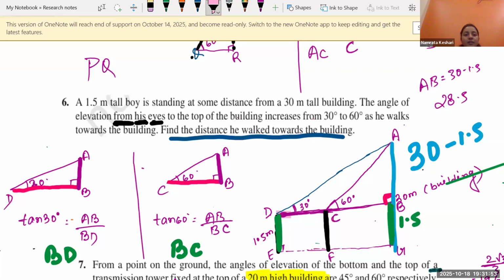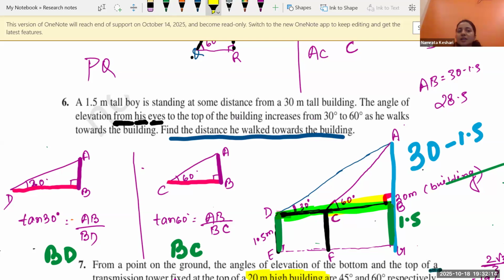Yes, ma'am. BD, the complete BD minus BC, that is CD, right? Is it clear? Yes, ma'am. Okay, please try just completing it.